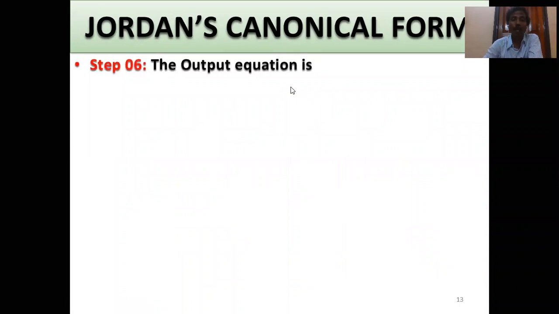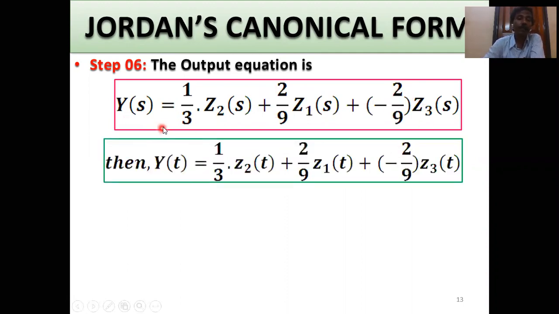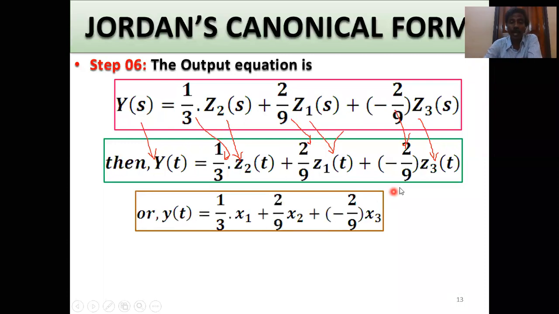So the output, what is the output equation? The output equation is already proved. Y(s) equals 1 by 3 Z2(s) plus 2 by 9 Z1(s) minus 2 by 9 Z3(s). Then taking the inverse Laplace transform, we get y of t equals 1 by 3 z2(t), this is a constant, and Z1(s) gives z1(t), also a constant, and Z3(s) gives z3(t). Then put here z2(t) equals x1, z1(t) equals x2, and z3(t) equals x3.